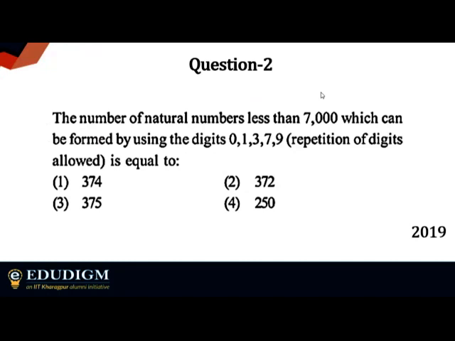Yeah, this is what happens when you just don't subtract certain cases. Whenever you are taking repetition of digits allowed, you can also take 0, 0, 0, 0, 0, 5 times. That is one thing. So probably you're not subtracting that because it's not a natural number. So that's where you can go wrong.